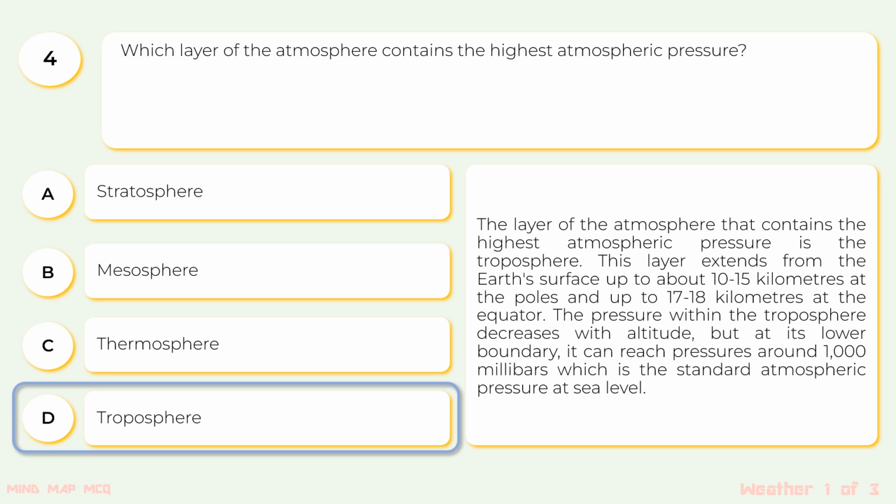This layer extends from the Earth's surface up to about 10 to 15 kilometers at the poles and up to 17 to 18 kilometers at the equator. The pressure within the troposphere decreases with altitude, but at its lower boundary it can reach pressures around 1000 millibars, which is the standard atmospheric pressure at sea level.